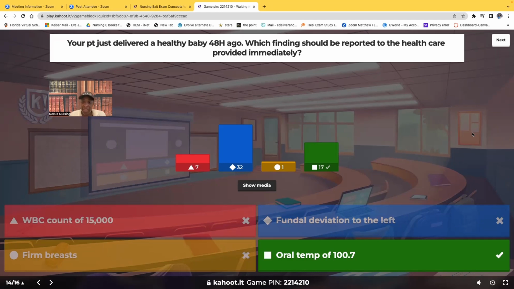And fundal deviation. 32 of you guys chose this. Let me talk to you about fundal deviation. When you see fundal deviation, you need to be thinking of a full bladder. Most likely what's happening is she's got a bladder full of urine, and so that bladder is pushing against the fundus and causes the deviation. So you're going to help mom to go use the restroom. When you see fundal deviation, you should think a full bladder. When you see soft fundus, you should think of massaging the fundus.